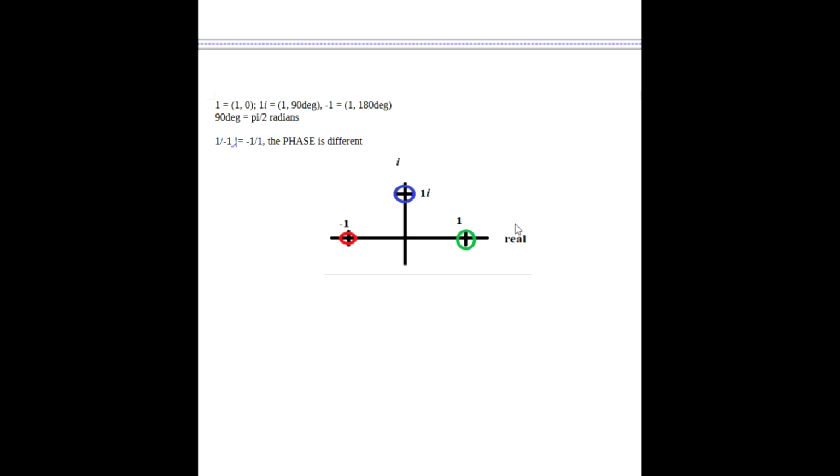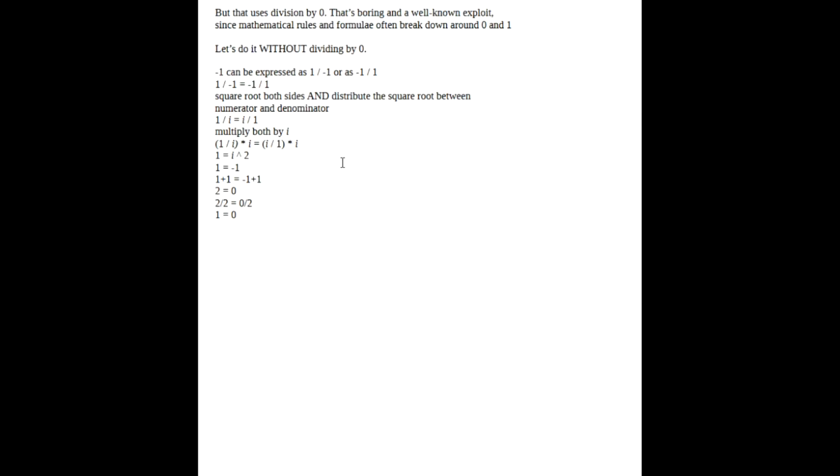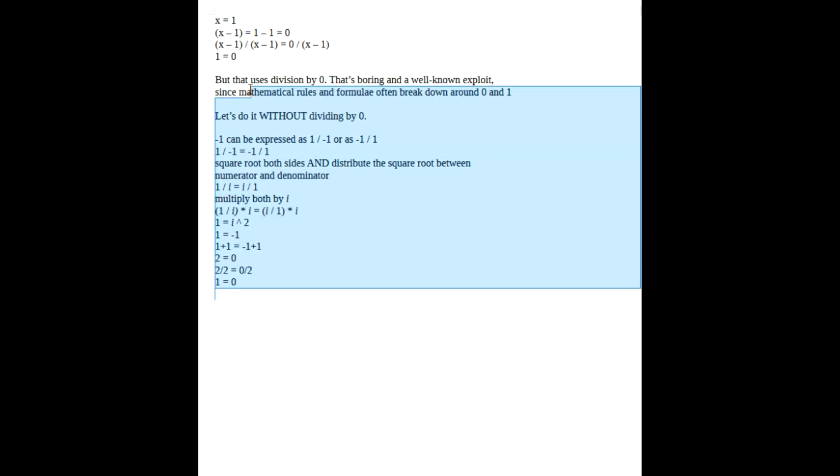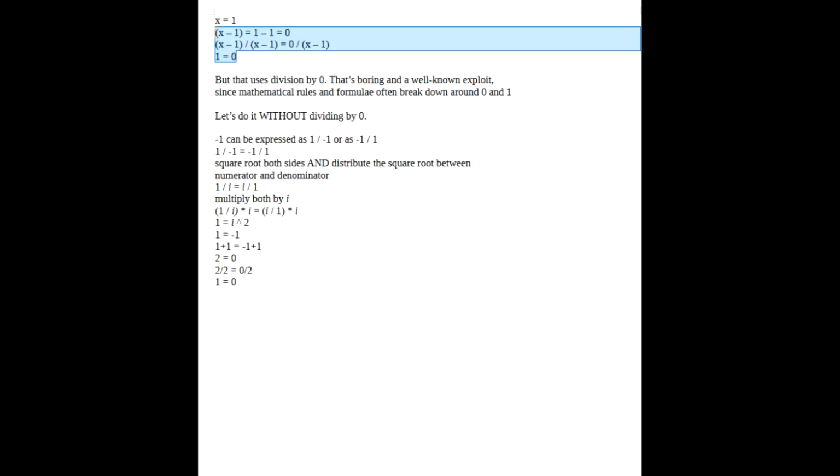So yeah, always make sure to check your work. Always make sure to check for the edge cases, like, say, divide by 0 or other things. Not a game, but an interesting mathematical trick that I thought would be fun to share.